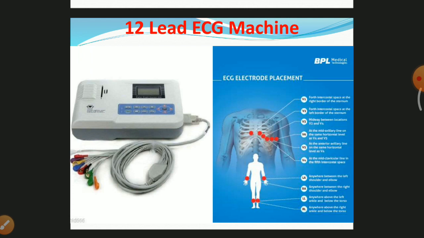The arm and leg electrodes act as reference electrodes, because there is no electrical activity observed in the legs and hands. So this is considered as a reference. The actual electrical potential or electrical activity is recorded only on the chest region with the help of 6 electrodes, V1 to V6.